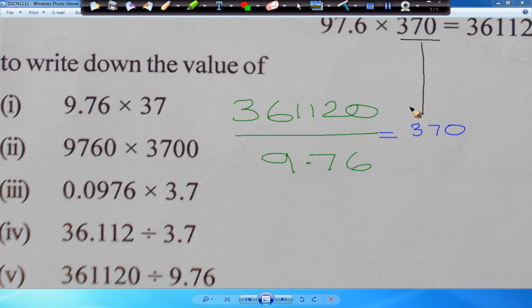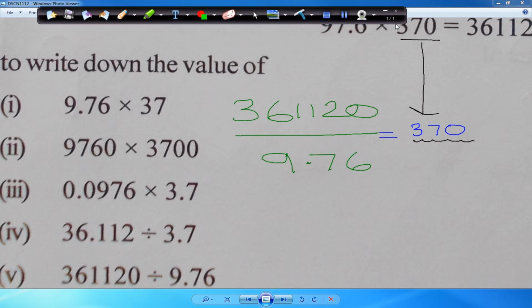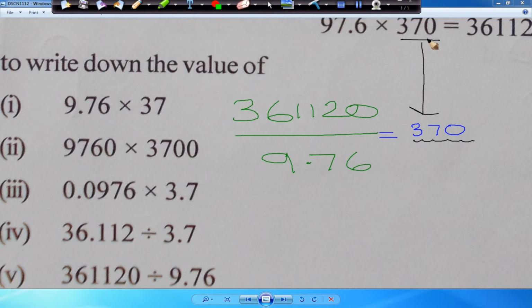We're going to see how you manipulate this one. So that's not my answer at the moment. Okay, so it's not equal really at the moment. So 36112 is over here divided by 9.76. We can see how this original number gets modified. What do we do to the top number? The 36112 became 10 times bigger. So our original answer here should become 10 times bigger.